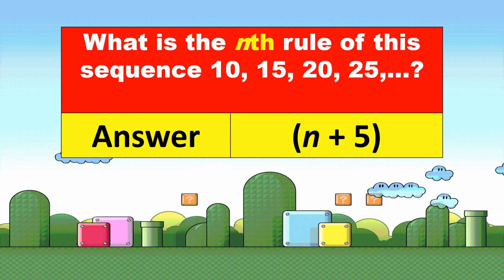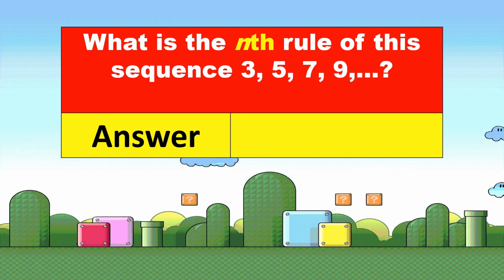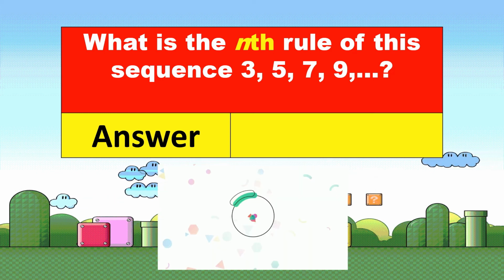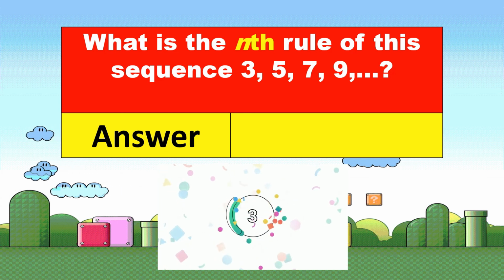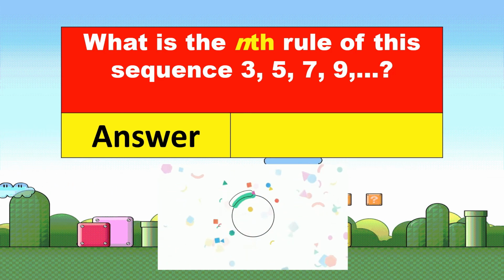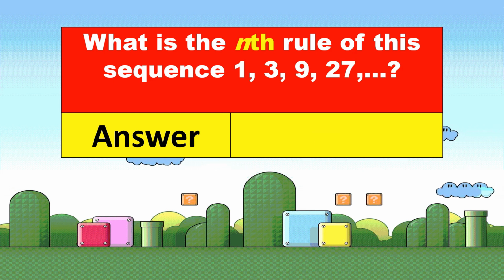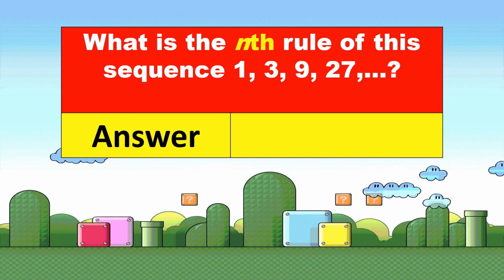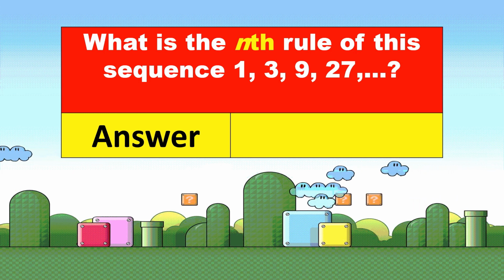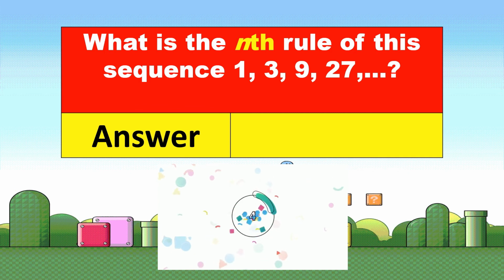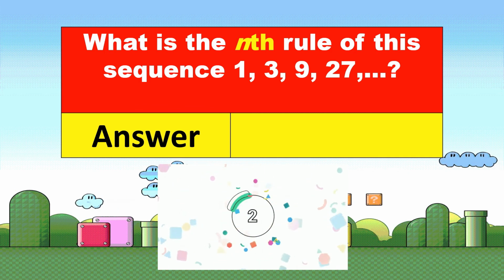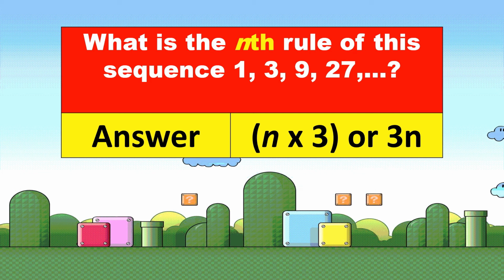The answer is n plus 5. What is the nth rule of this sequence? 3, 5, 7, and 9. The answer is n plus 2. What is the nth rule of this sequence? 1, 3, 9, and 27. The answer is n times 3 or 3n.